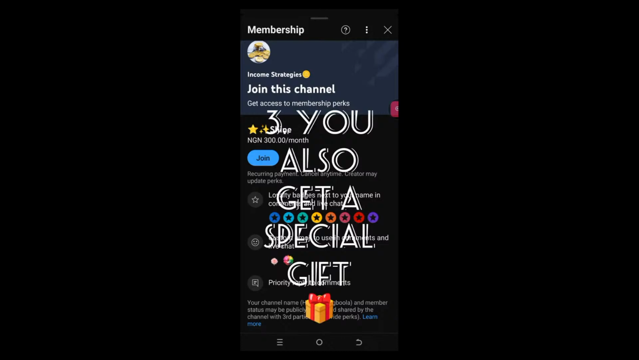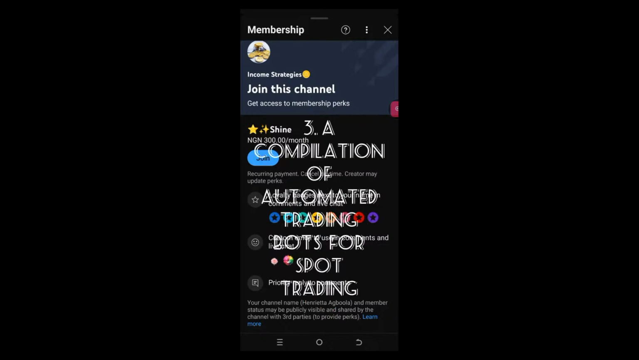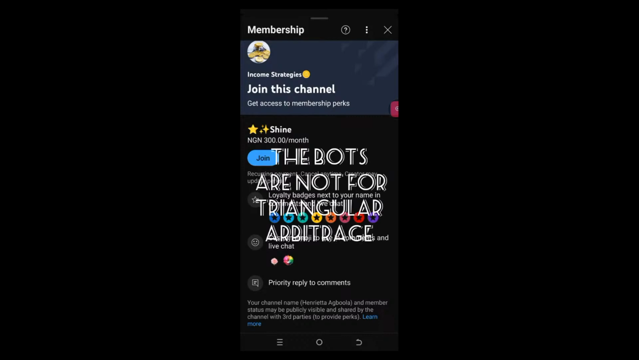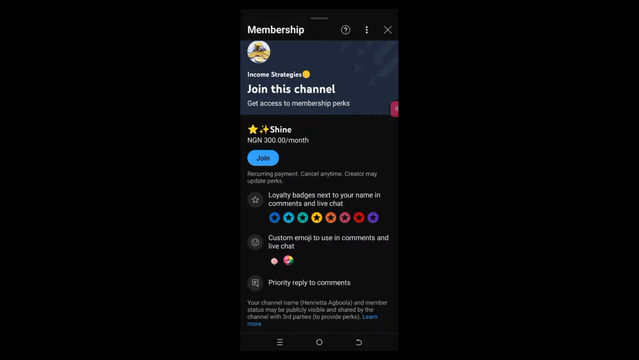And not only that, I have a mighty gift to give you. Once you join today, I'm going to give you a compilation of trading bots that you can use to pick trades and execute trades. Not triangular arbitrage, let me tell you that, but it's for spot trading. You can pick up trades based on the configuration that you put into it. I have a compilation of about 10 or 11 of these trading bots that you can go and check out, to see whether it's something you would like to set up for your trading adventures. If you don't want to do it manually, you can get the bots to do it for you.